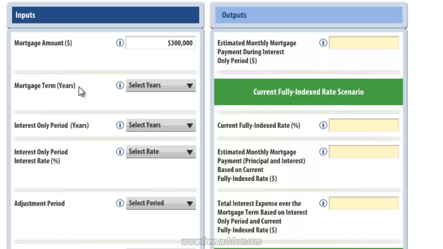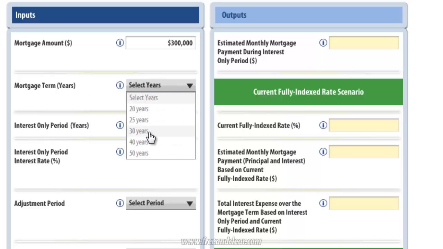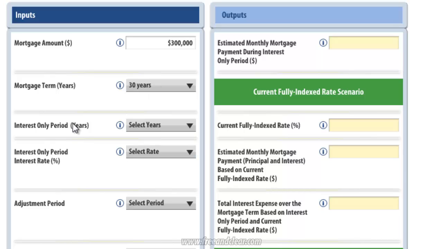The next input is mortgage term, or the length of the mortgage in years. I'm going to select 30 years in this example because that is the most common term for an interest-only mortgage. The next input is the interest-only period, or the length of the initial period for an interest-only mortgage during which the borrower pays only interest and no principal, and the interest rate is fixed. The interest-only period is typically 3, 5, 7, or 10 years. If you click on the drop-down menu, it shows a range of options, and I'm going to select 7 years in this example. So our mortgage is a 7-1 interest-only ARM.